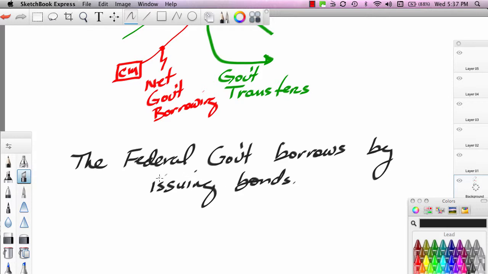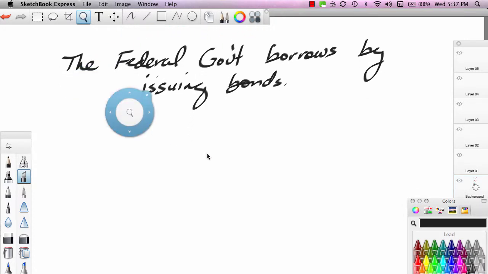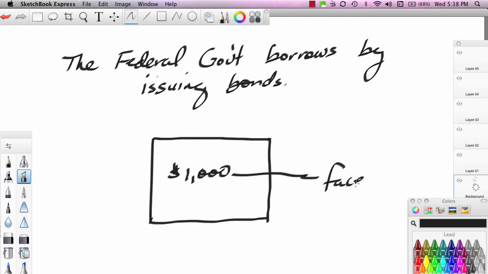Now these bonds come in all sorts of varieties, all sorts of face values and interest rates, and this is not a quick course in finance. So we're going to make no attempt to explain bond financing and all the different nuances of that. But let me just lay out very quickly some basic ideas about government bonds. So let's just draw a government bond here. And this bond, let's say, has a face value of 1,000. The face value is the amount that is being borrowed.